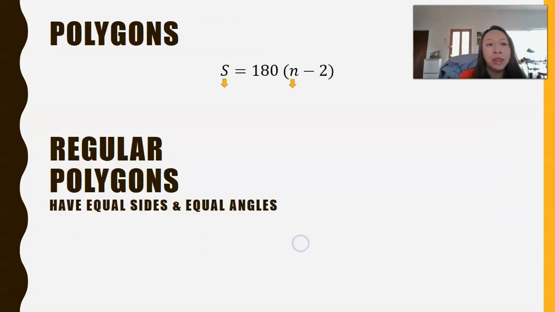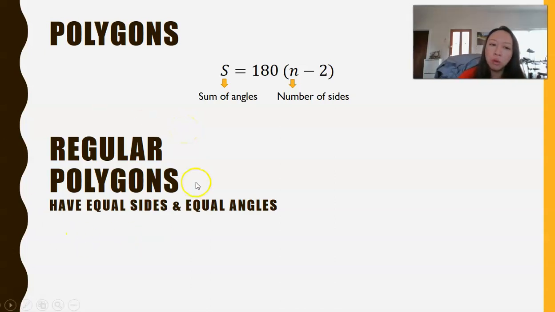And then the last thing that we are learning is polygons and the sum of the interior angles. There is this formula: S equals 180 times (n minus 2). S is the sum of the angles, equal to 180 degrees times the number of sides of the polygon minus 2.